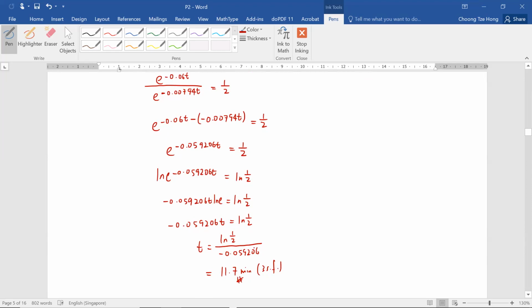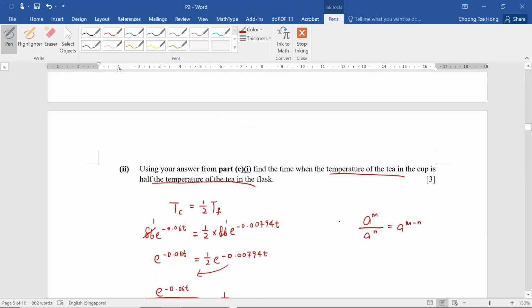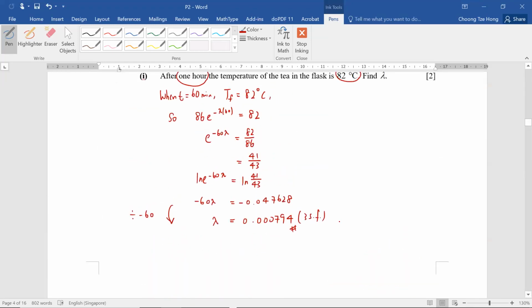That means after 11.7 minutes, the temperature of the tea in the cup will be exactly half of that in the flask. This is a good question on the application of exponential equations. Do try the questions first, and do try such questions on your own now. It's not that difficult.